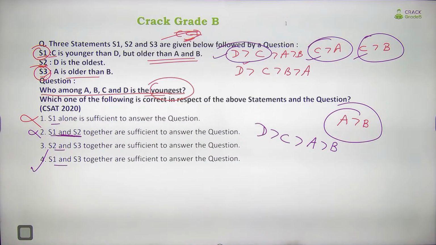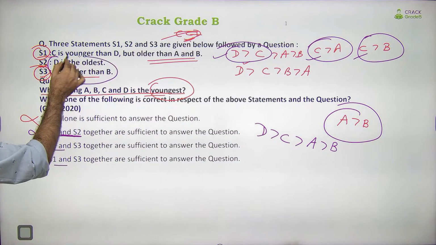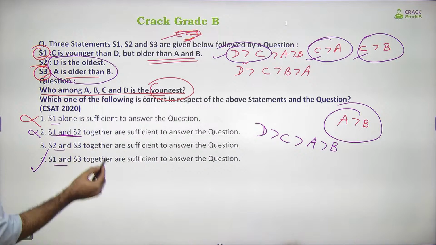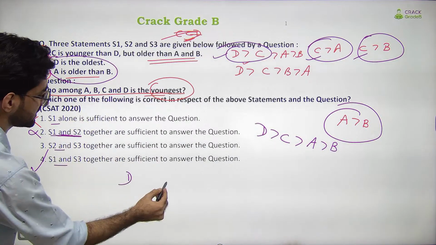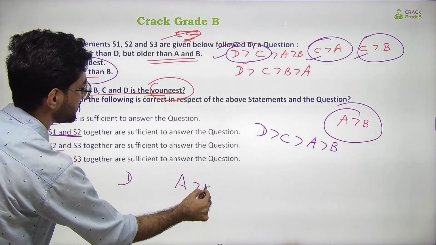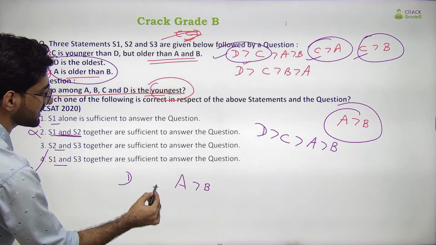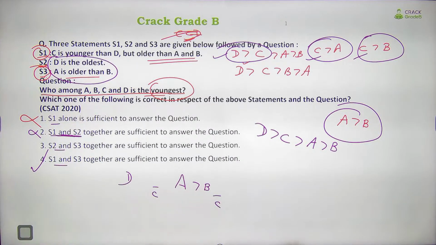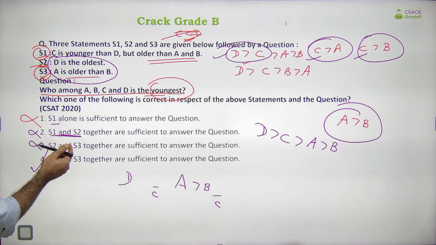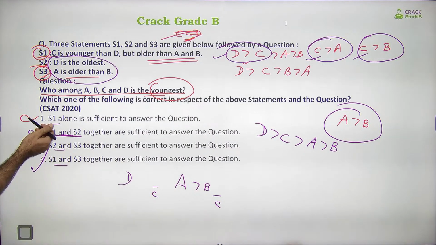If you combine S2 and S3, can you answer who is the youngest one? No, you know that D is the oldest. Okay, D is the oldest and A is older than B. We don't know whether C is at this place or at this place. So you can't do anything by combining statement 2 and 3, right? So you can even answer this question by checking each option separately. So what is the correct answer? The correct answer is option 4.